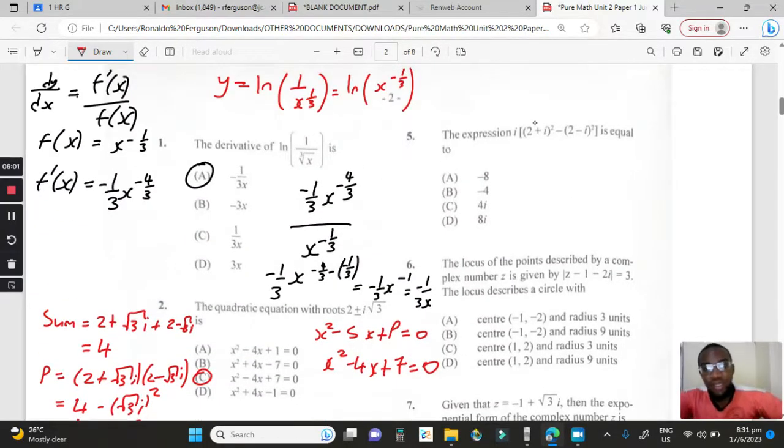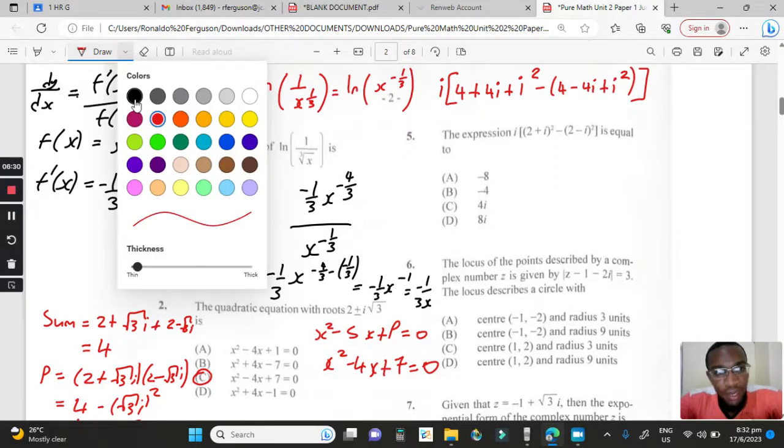Question 5, we need to simplify this expression. Just going to expand it. First term square, so I being multiplied by first term square, plus twice the product of the two, that's 4i, plus second term square, that's i squared, minus, over here now, it's first term square, 4, minus twice the product of the two plus second term square.